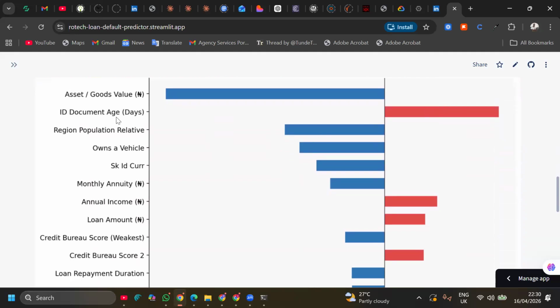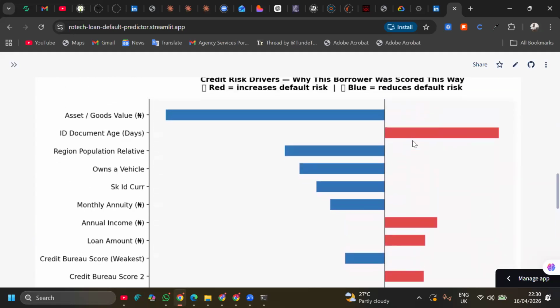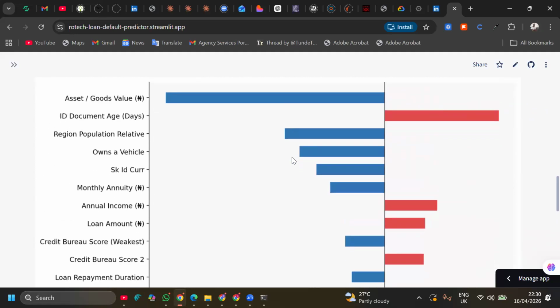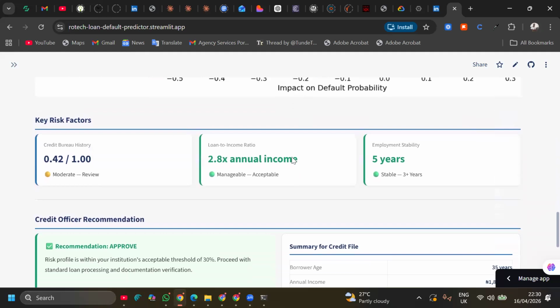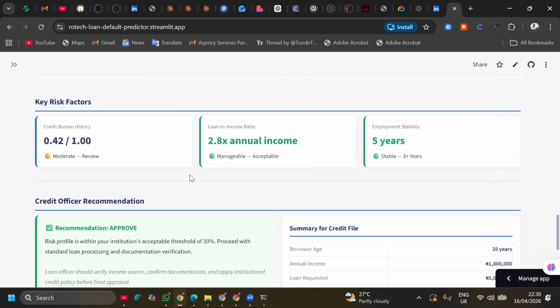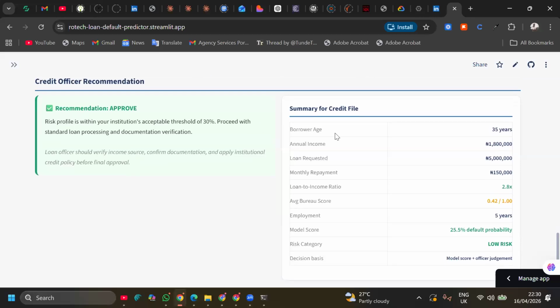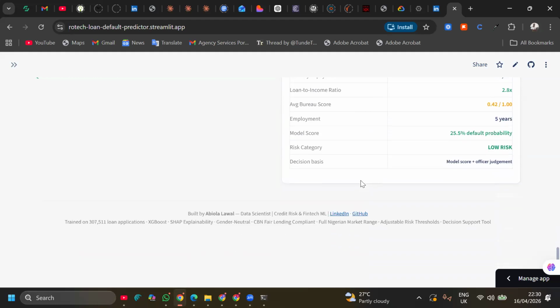the reason why this might not be approved is because of the ID document age, right? Because the annual income is lower than the loan amount, and the credit bureau score. This red part is trying to tell us why there is going to be default if we give this person a loan. But this blue part is explaining why this person will not default, that is, reducing the default risk. Then the key risk factors are all of these. Then these places are just recommendations, credit recommendation, whether you should approve or disapprove. And lastly, we have the credit summary, more like a file of all of the information.